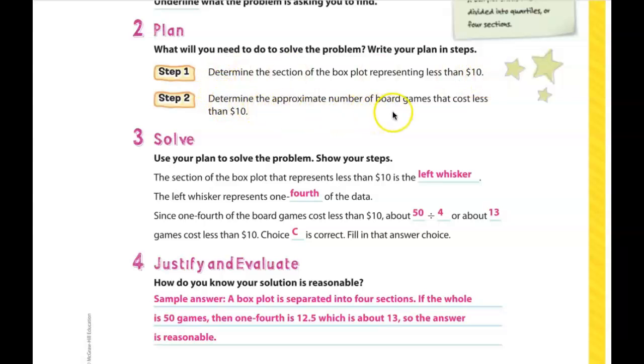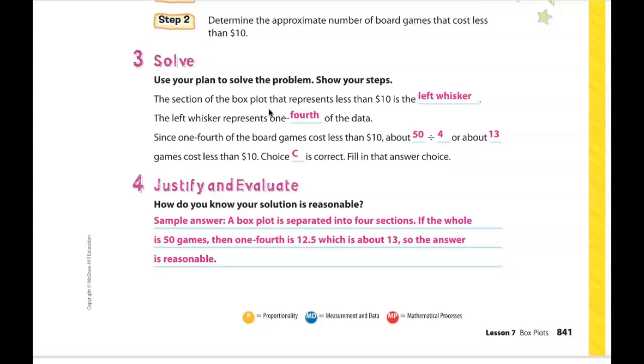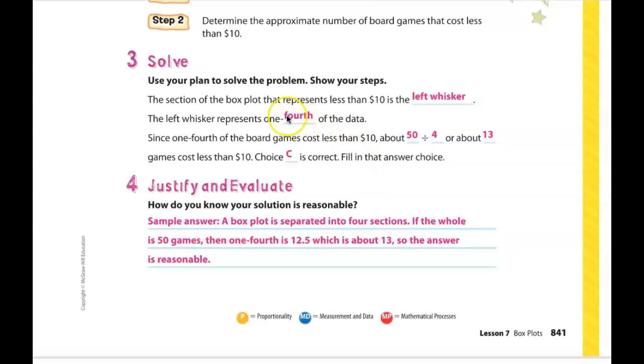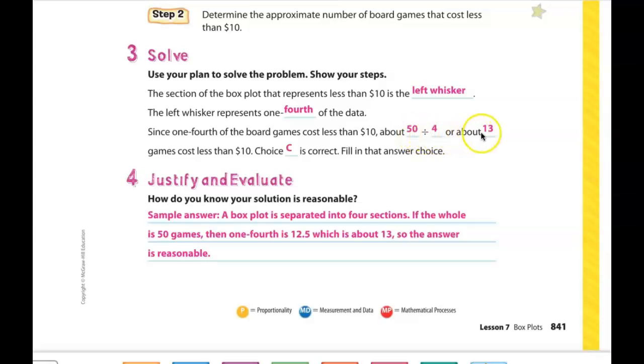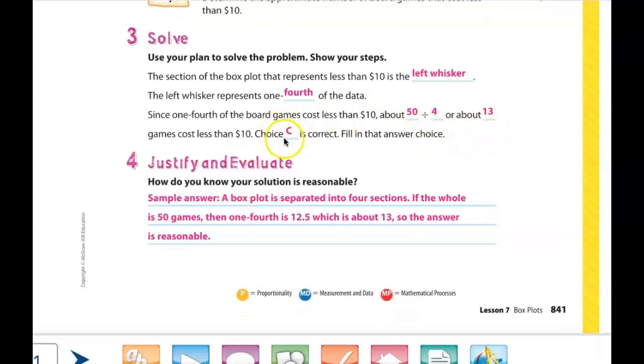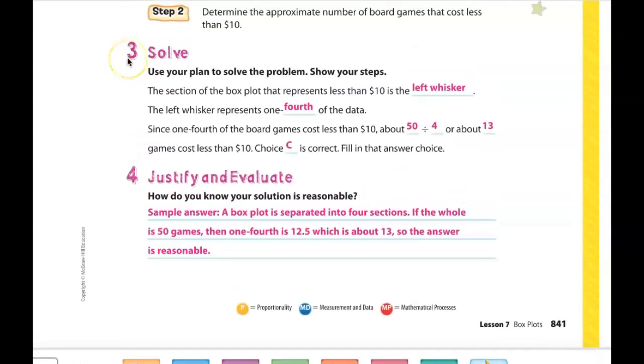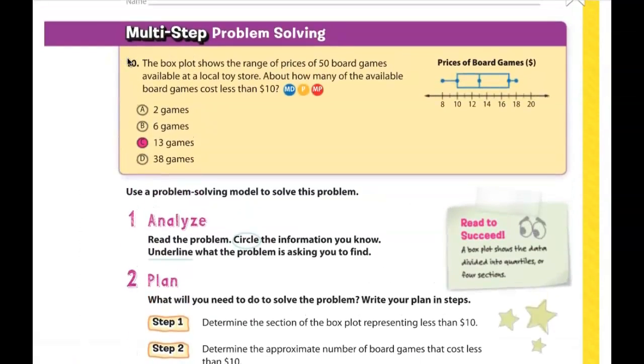We determined the approximate number of board games that cost less than $10. The section of the box plot representing less than $10 is the left whisker. This is the left whisker, and then we have the box, then we have the right whisker. So 1/4 of the data was the left whisker. We divided 50 by 4 and got approximately 13. The correct answer was C. So how do we know the solution is reasonable? The box plot's cut into 4 sections, and then 50 divided by 4 is 12 and 5/10, and so that's approximately 13.